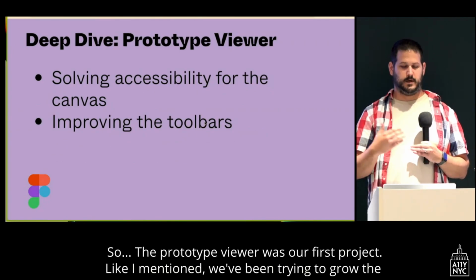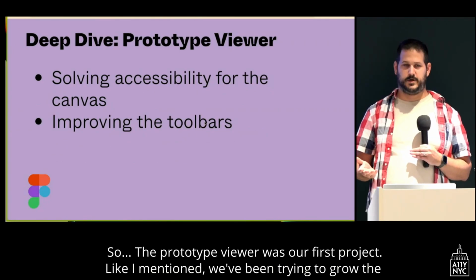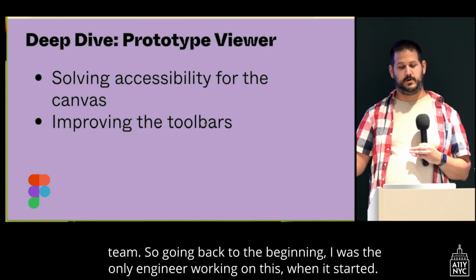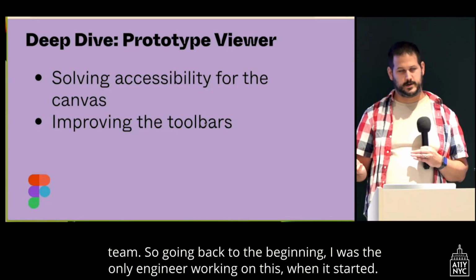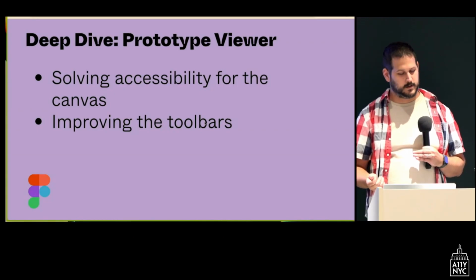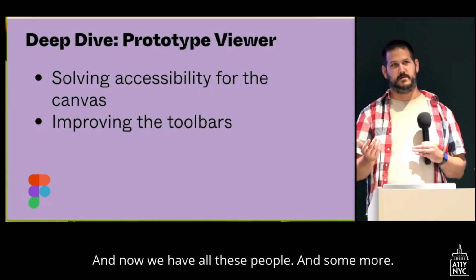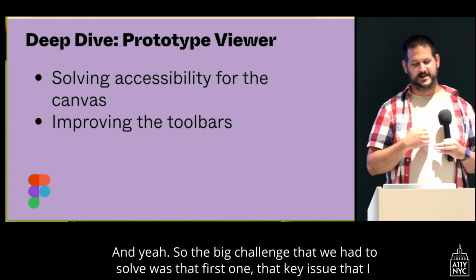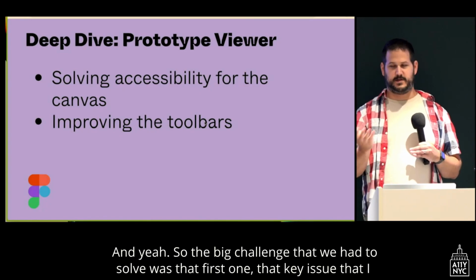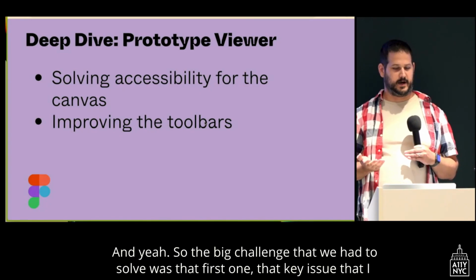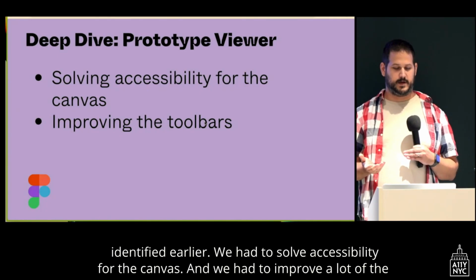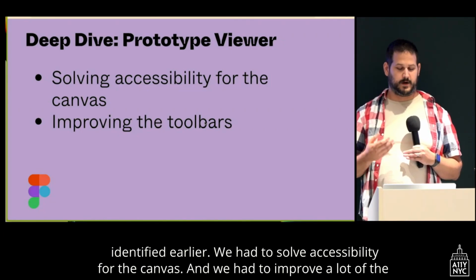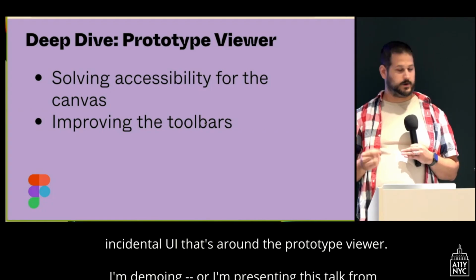All right, so the prototype viewer was our first project. Like I mentioned, we've been trying to grow the team. So going back to the beginning, I was the only engineer working on this when it started. And now we have all these people and some more. So the big challenge that we had to solve was that first one, that key issue that I identified earlier. We had to solve accessibility for the canvas. And we had to improve a lot of the incidental UI that's around the prototype viewer.